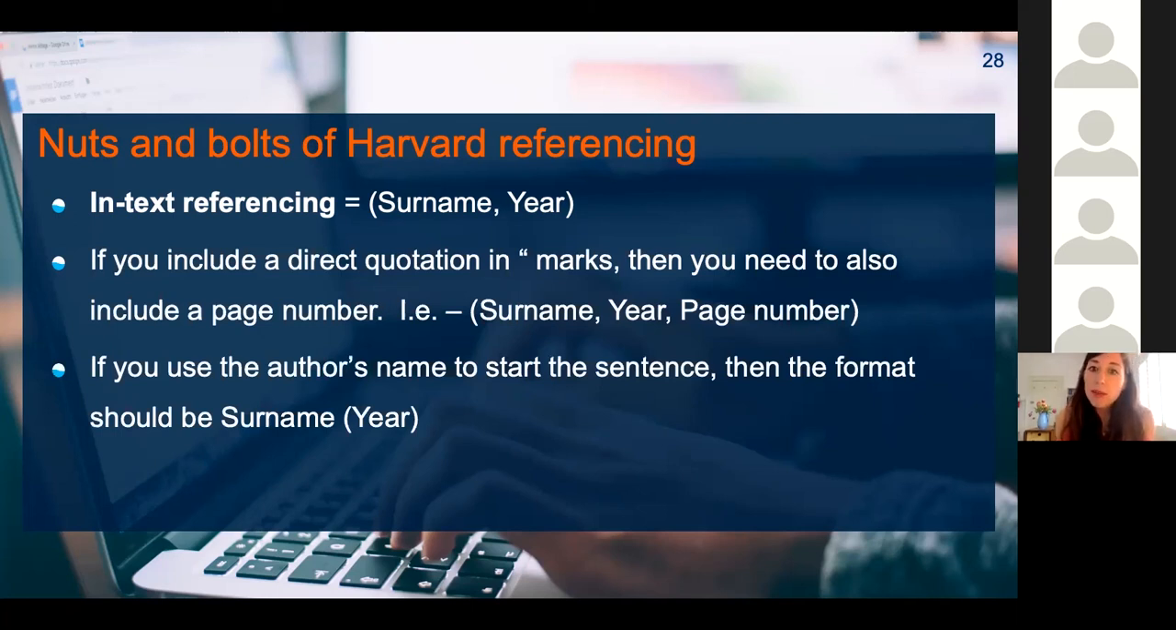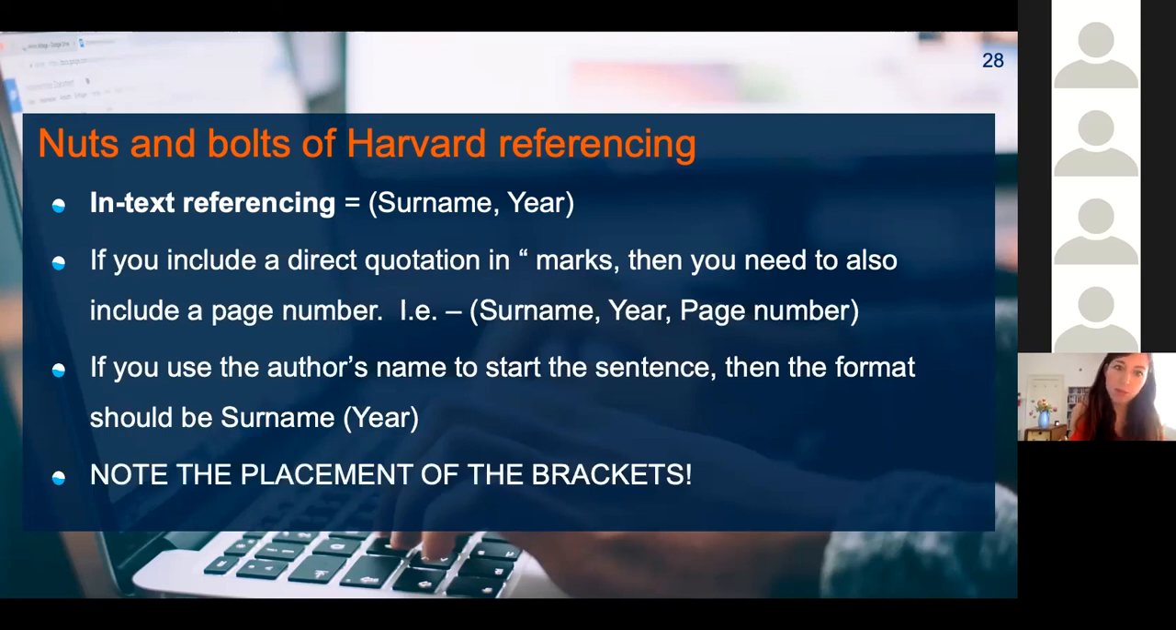If you use the author's name to start the sentence, then the format should be surname, open bracket, year, close bracket. You should not start a sentence with a bracket. So it should not be the surname and year within brackets at the start of a sentence. That can be used at the end of a sentence where you've just talked about an author's work and then you put their details in brackets, but do not use it at the start of a sentence. It's just the surname and then the year in brackets. Note the placement of brackets. It's something I see very often when I'm reading through, so please do take note.